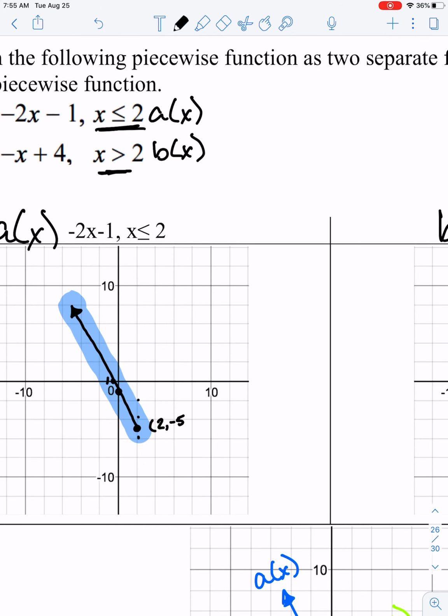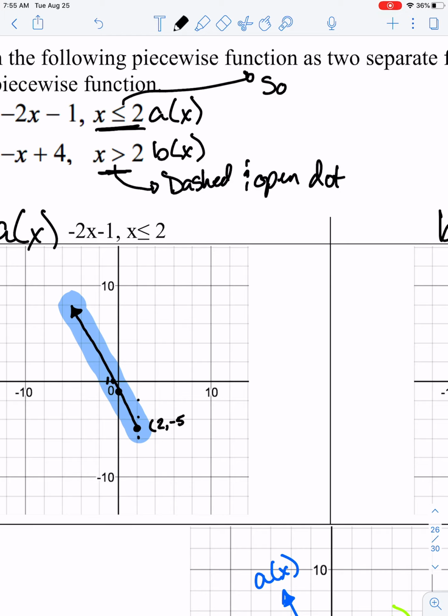Again, your greater than sign is going to be a dashed line, and it's also going to have an open dot. Your inequalities with equal to will be solid lines when we do the restrictions, and you'll have closed dots.